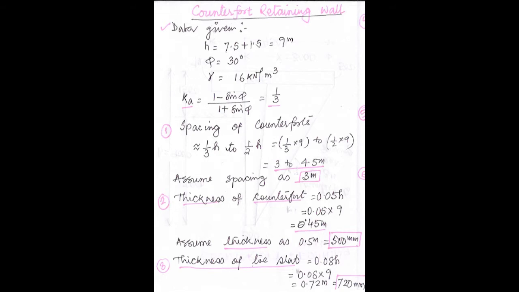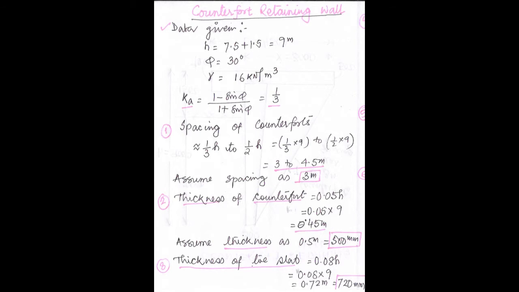Now the angle of shearing resistance, phi, is given as 30 degrees, correct? And the unit weight of the soil is given as 16 kilonewton per meter cube. So Ka, what is Ka? Ka is the coefficient of active earth pressure that can be found out from 1 minus sin phi divided by 1 plus sin phi. Correct? So 1 minus sin 30 and 1 plus sin 30. It comes out to be 1 by 3. So these are the preliminary data.